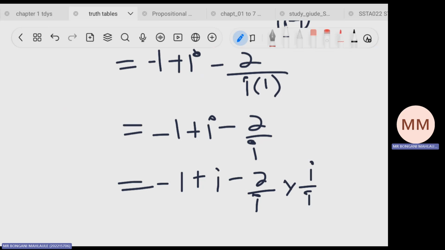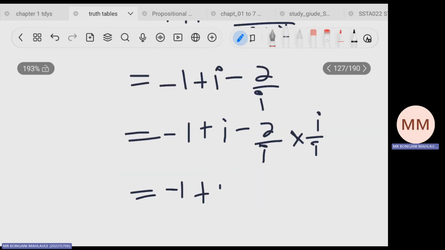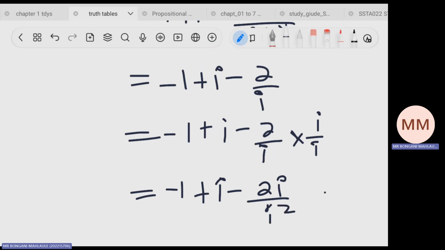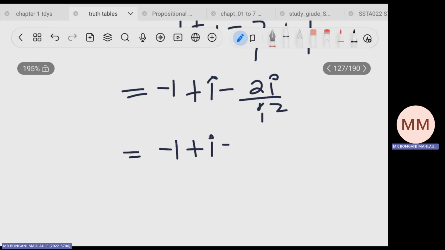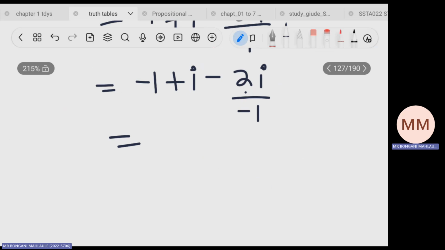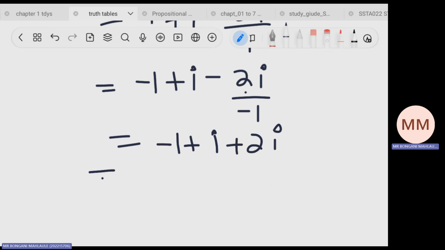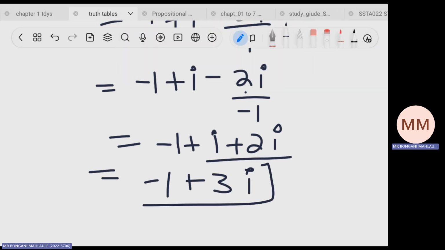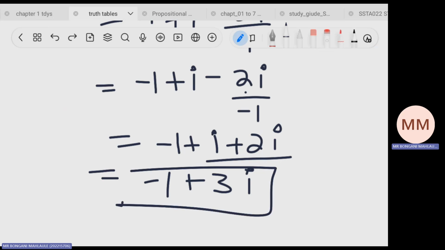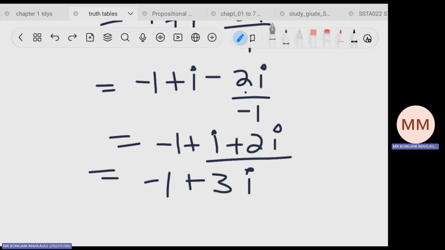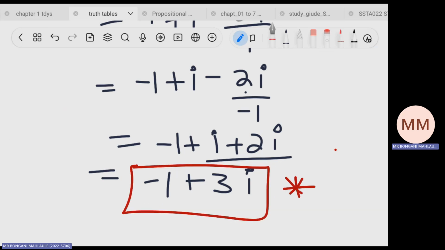This will be times i over i. Then this is negative 1 plus i minus 2i over i squared. Then this is negative 1 plus i minus 2i over negative 1. Then this will change to be positive 2i. Then I'm just saying negative 1 plus 3i. So this is our final answer. I want to write it. So this is my final answer.